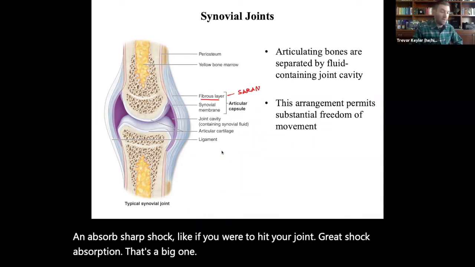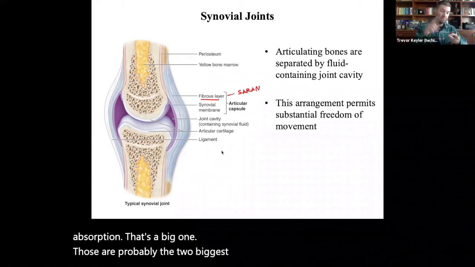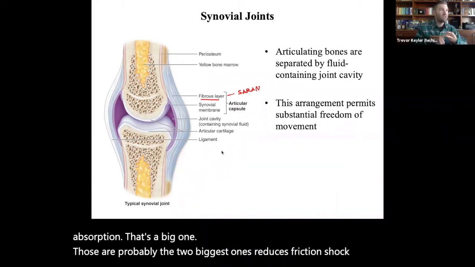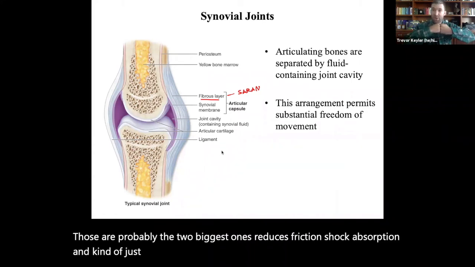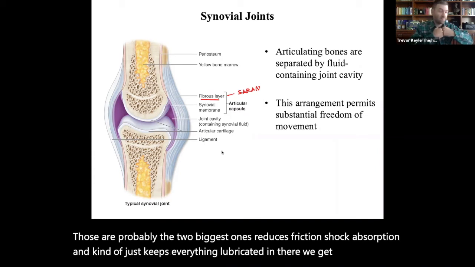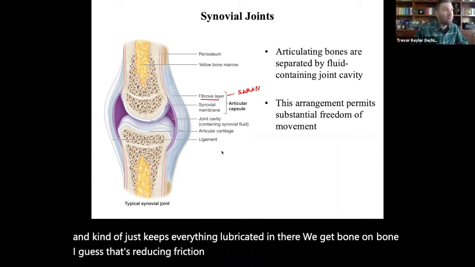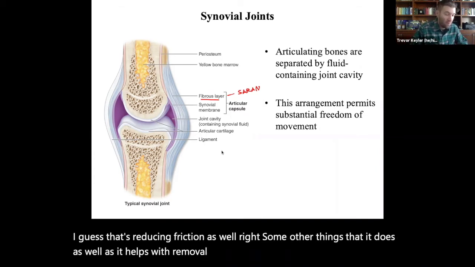Those are probably the two biggest ones. It reduces friction, provides shock absorption, and keeps everything lubricated in there. If we get bone on bone, I guess that's reducing friction as well, right? Some other things it does is it helps with removal of wastes within that area.